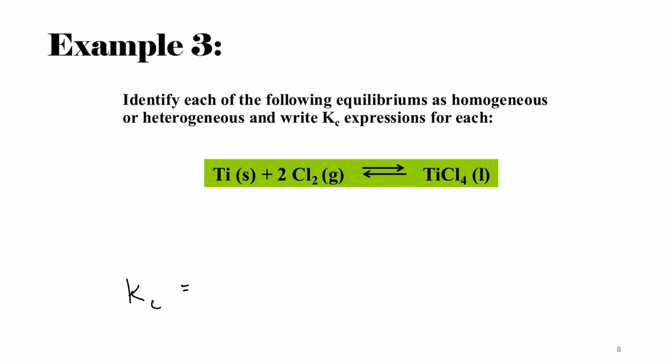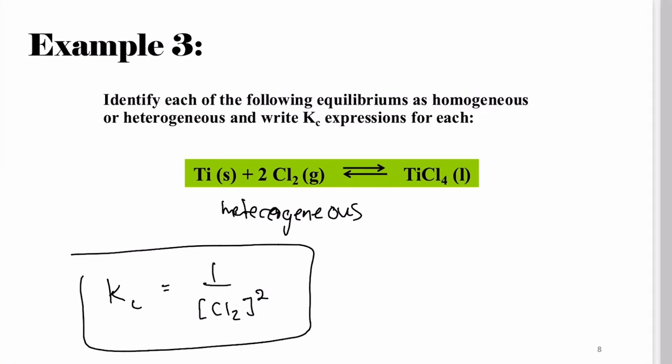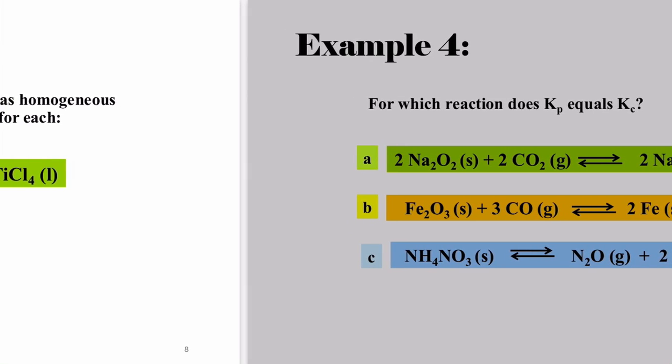So this is then going to be 1 over, right? Because the products and the reactants go in the denominator, chlorine gas raised to the power of 2, right? And then this would be a heterogeneous equilibrium because we have mixed phases here, right? So even though we have both solid and liquid, both of them are excluded. There's no hierarchy, it's just aqueous and gas phase molecules that go in the equilibrium constant.